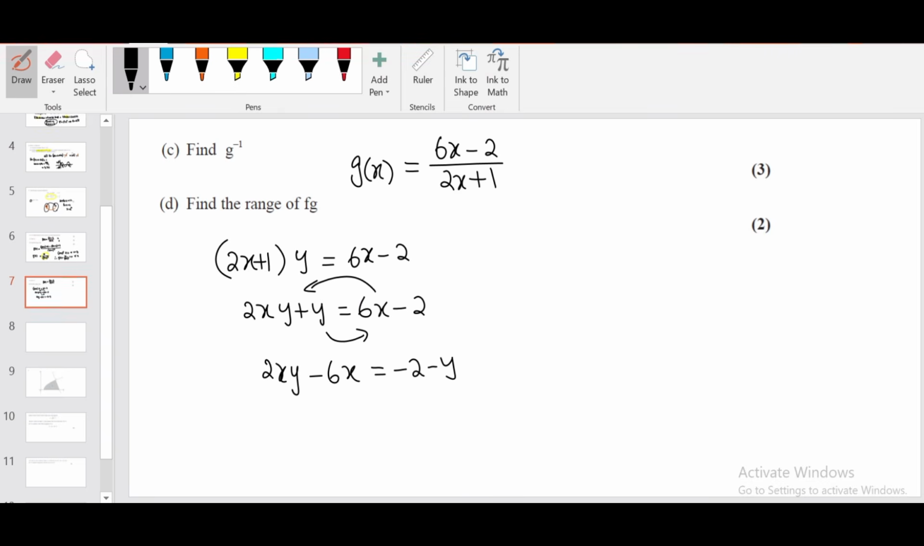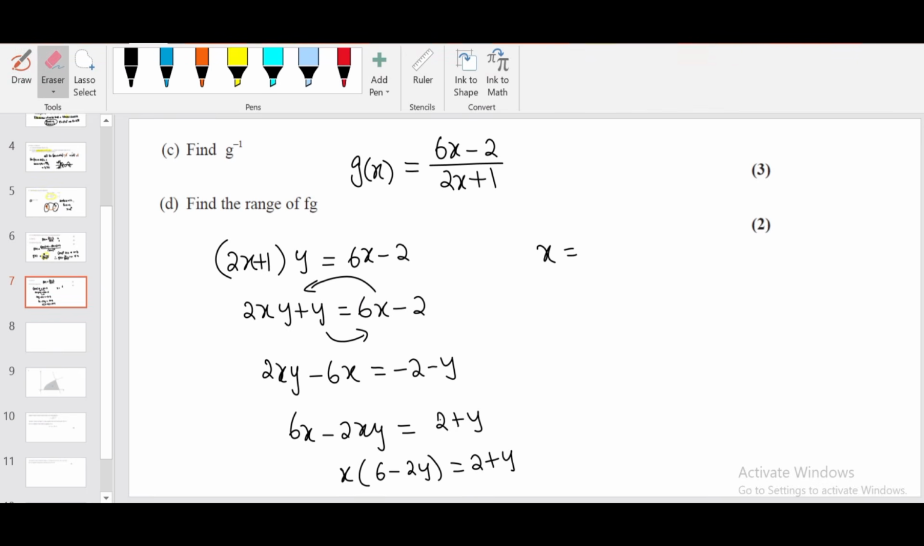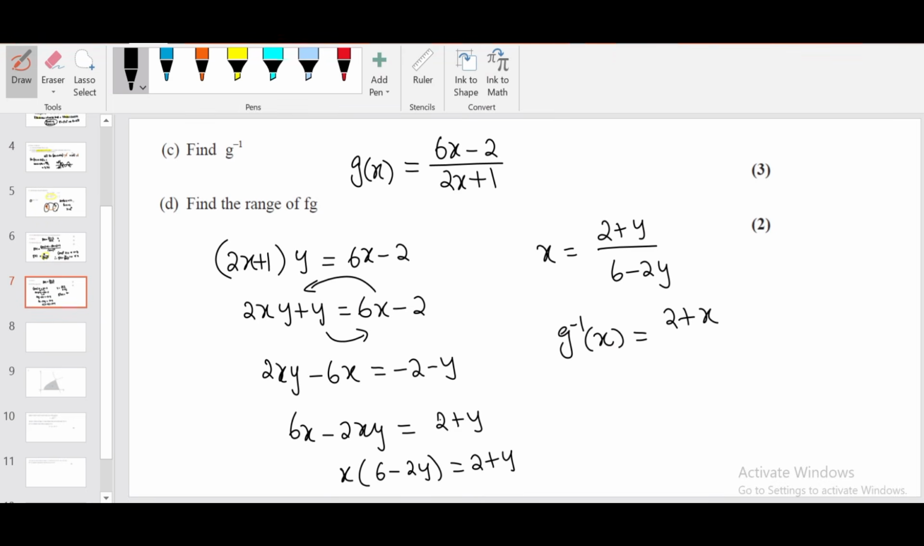So multiply through by a negative sign, so you will get 6x minus 2xy is equal to 2 plus y. Take x as a common factor. 6 minus 2y is equal to 2 plus y. So x is going to be 2 plus y divided by 6 minus 2y. So straight away you can write g inverse of x is equal to 2 plus x, don't put y now, over 6 minus 2x.